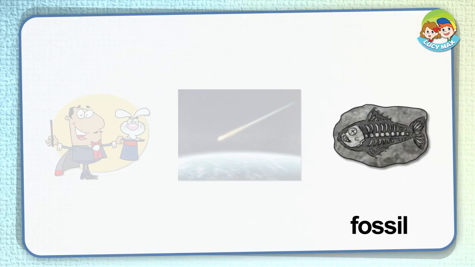Fossil. A fossil is the remains of an animal or plant. The animals or plants were on the Earth a very, very long time ago. The picture shows a fossil of a fish. The fish lived a very long time ago.